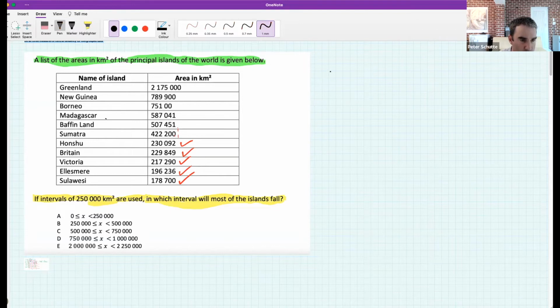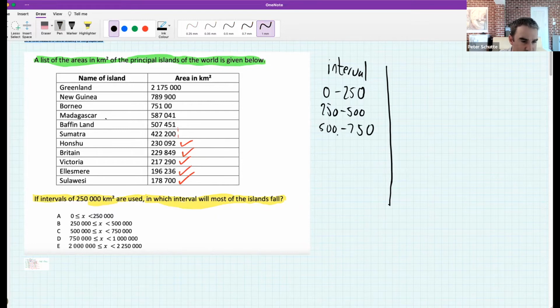So what we normally do when we have a grouped data table is we have an interval. And in this particular question, the intervals are going to be in thousands. It's going to be 0 to 250, 250 to 500, 500 to 750. So I'm just ticking off these ones here. 750 to 1,000 or a million. And then it leaves a big gap and it just has these. And so it's 2,000. Okay, so these are the intervals that they have given us in the question.